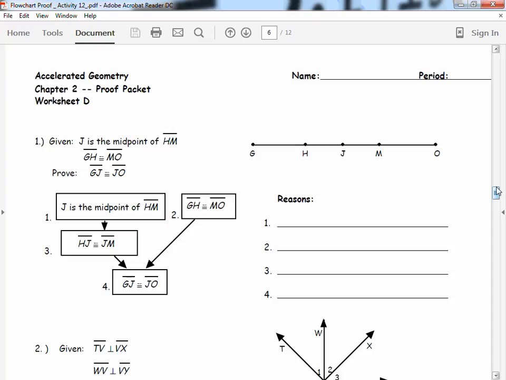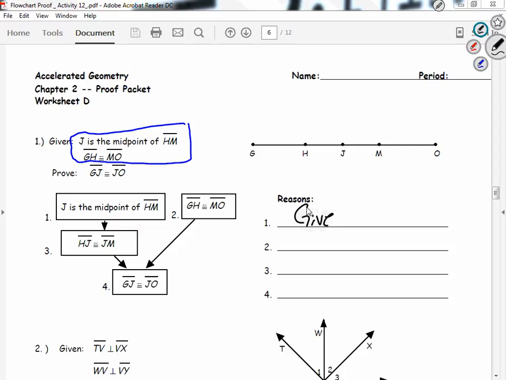Let's take a look at this other one. We have some given statements, and we even have a picture right next to it, so we have an idea where things come from. So for my statement 1, J is a midpoint of HM. Why is that true? That was given. Statement 1 is true because it was given.